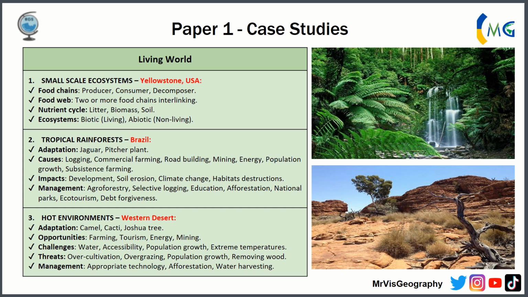Challenges are obviously water, accessibility. It's hard to get to. Some places are desert. Population growth: Las Vegas is huge. They're absolutely draining the Hoover Dam next door. Extreme temperatures are another one. Threats to hot environments are obviously overcultivation, overgrazing, population growth, removal of wood. All this leads to the biggest threat, which we call desertification.